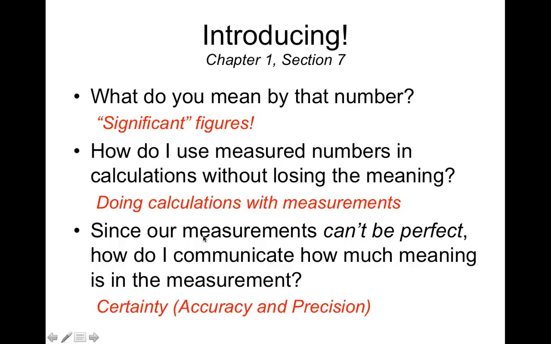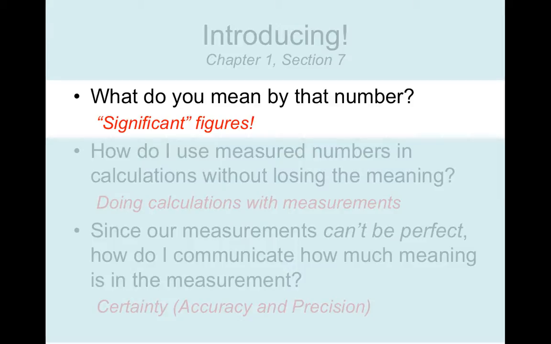Okay, so we're going to be answering the questions: what do you mean by that number? And we're going to answer it with something called significant figures. The second question we're going to answer is, how do I use measured numbers in calculations without confusing the meaning? And then finally, since our measurements can't be perfect, how do I communicate how much meaning is in a particular measurement? All right, so there's several aspects of this section. I think I warned you at the beginning, it's an elaborate one. So let's move on. First question, what do you mean by that number, sig figs?